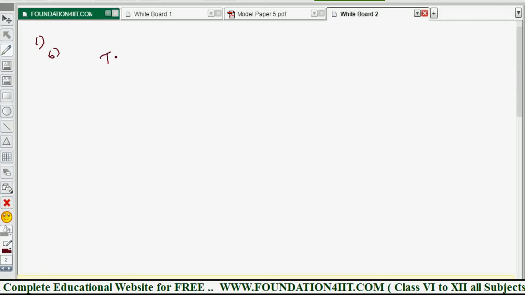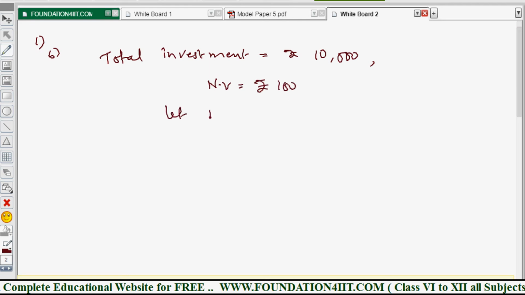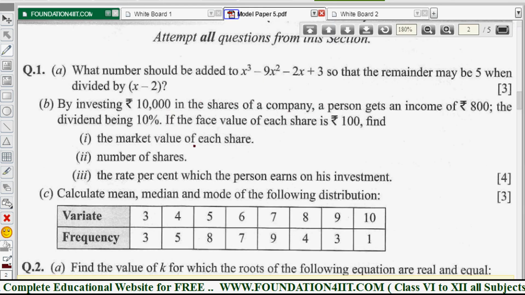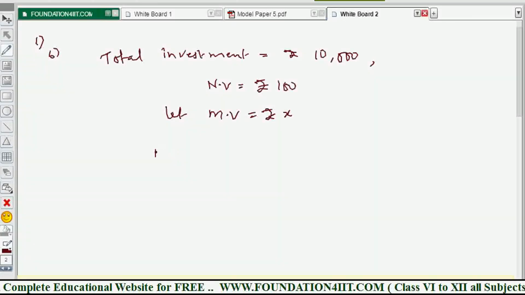So I got the problem. Total investment is equal to rupees 10,000. This is given, and nominal value is rupees 100. So let market value be x because we need to find it out. So market value is rupees x. Then number of shares. We need to find out 3 things: first is market value, then number of shares, then rate percent also. Then number of shares formula.